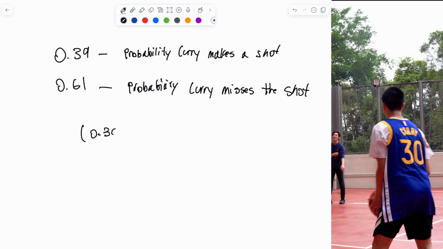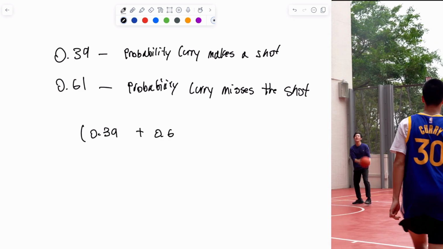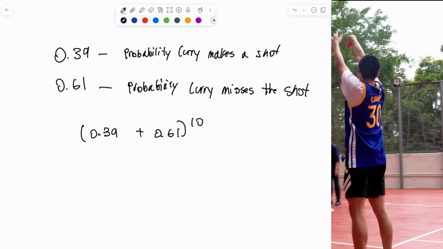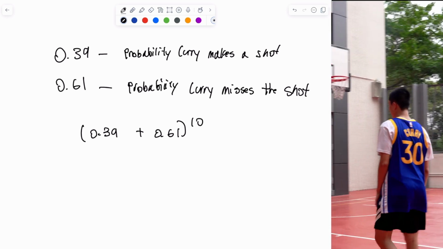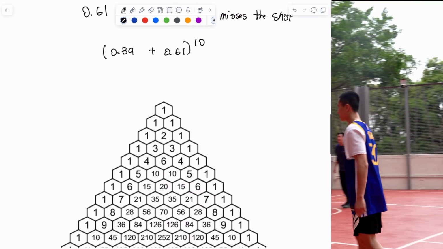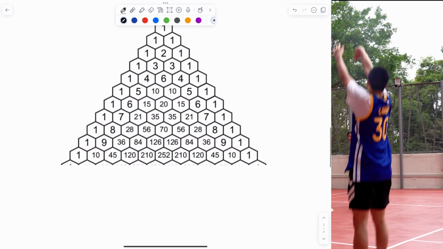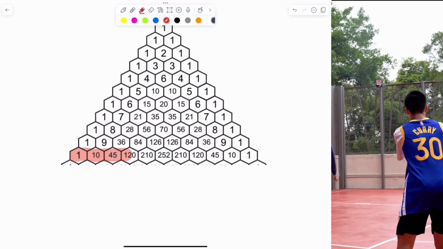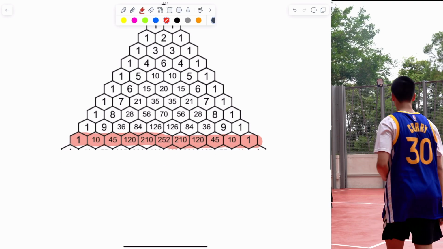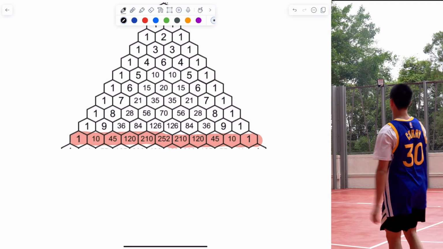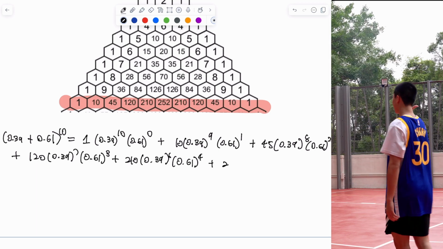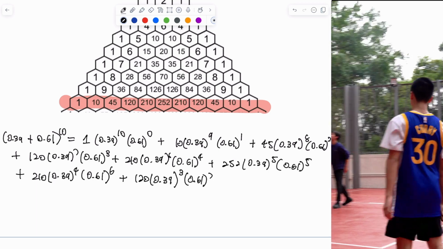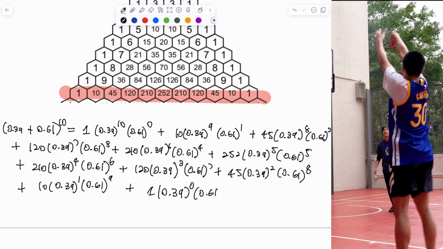We know Curry's going to take 10 shots, so now we can construct the expression (0.39 + 0.61) to the power of 10. So if we apply Pascal's triangle to this problem, it can help us expand this expression. We will use the 10th row of Pascal's triangle to find the coefficients of the expansion. So now, if we use Pascal's triangle to do the expansion, we're going to get an expression that looks like this. So what does this expansion actually mean?